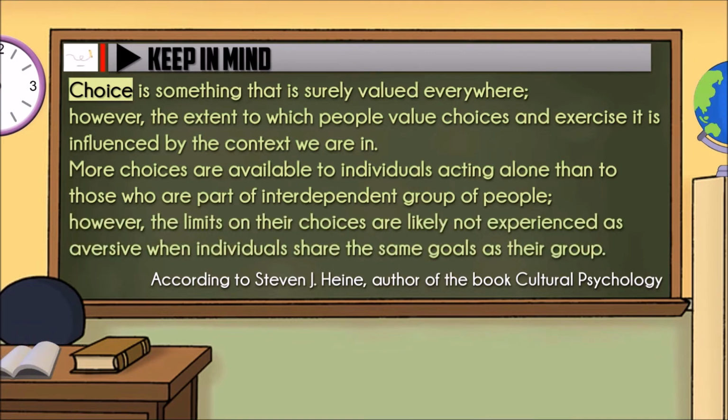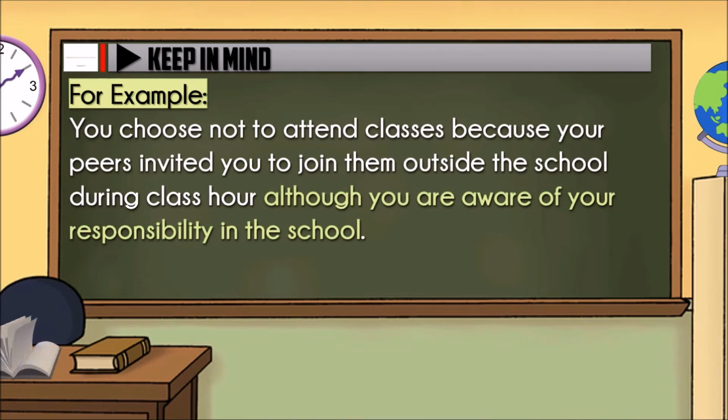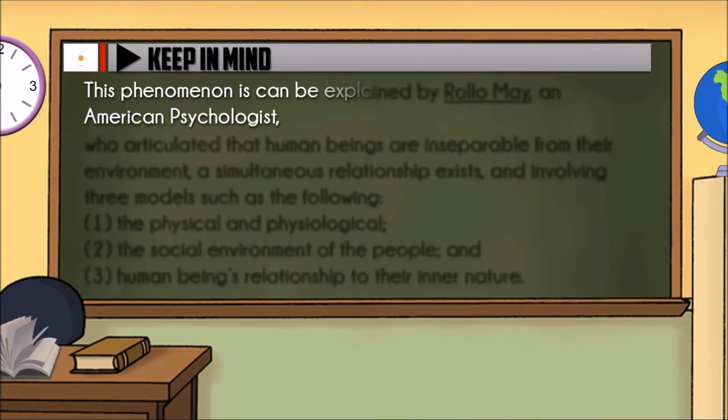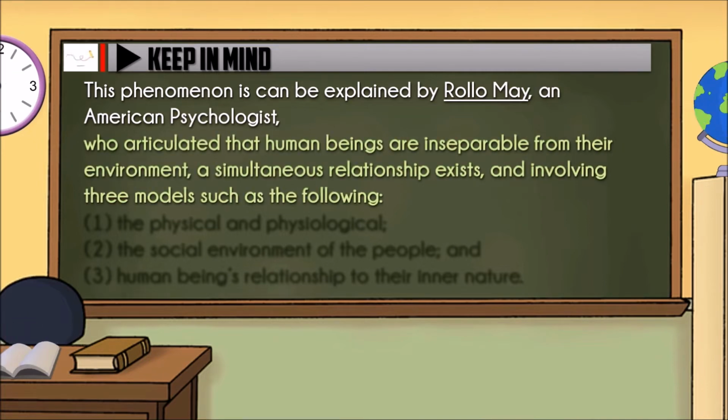However, the limit on their choices is likely not experienced as adverse when individuals share the same goals as their group. For example, you choose not to attend classes because your peers invited you to join them outside the school during class hour, although you are aware of your responsibility in the school. This phenomenon can be explained by Rollo May, an American psychologist, who articulated that human beings are inseparable from their environment. A simultaneous relationship exists, involving three modes such as the following.